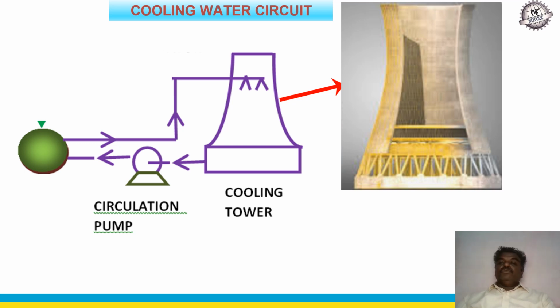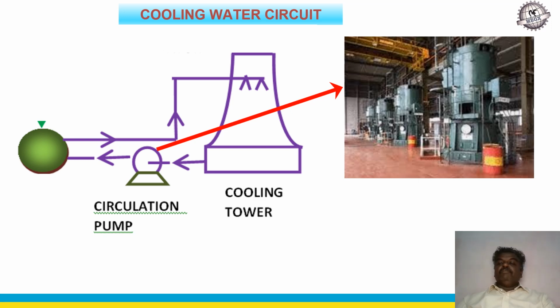So the water gets cooled, the water spray is sprayed at the top, it gets cooled, gets collected at a pond at the bottom of the cooling tower, and this water which has become cold now will be circulated by a circulation pump to the condenser, and the cycle would be complete. The circuit would be complete.